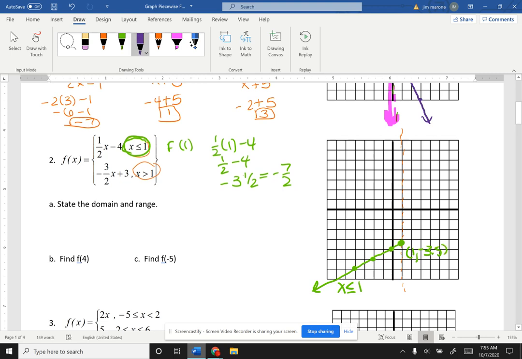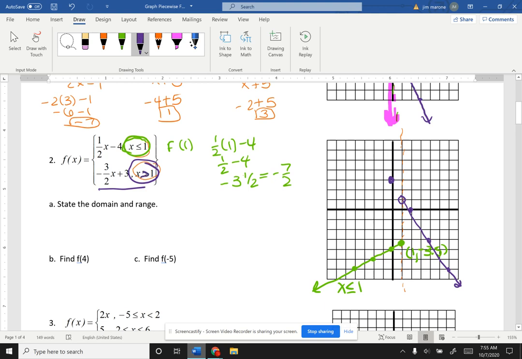Then we can graph the other line. So now we're going to graph that bottom one. We start at +3 on the y-axis, and we go down 3 and to the right 2, down 3 and to the right 2, and we keep doing that. But we only want this graph where x is greater than 1. So x is greater than 1 in here. It's an open circle because it's strictly greater than.